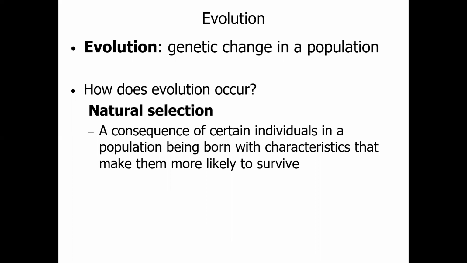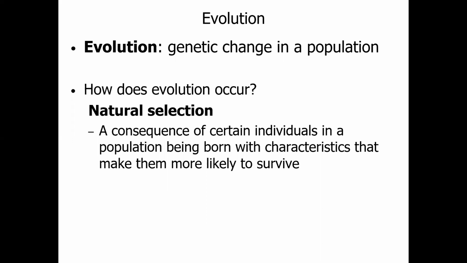So at the end of those numerous experiments, we were able to have flies that could survive very long periods. So evolution is just a genetic change in a population. Doesn't matter what kind of genetic change, just a genetic change. And ultimately, evolution occurs through what's called natural selection.